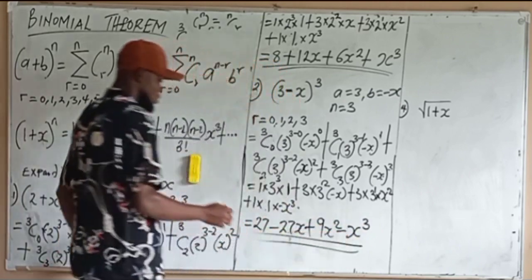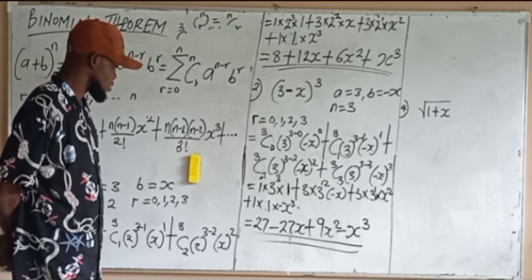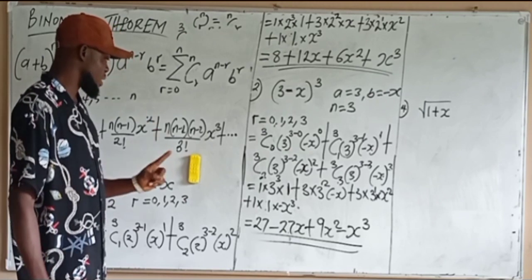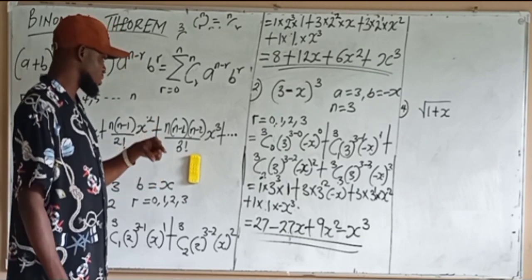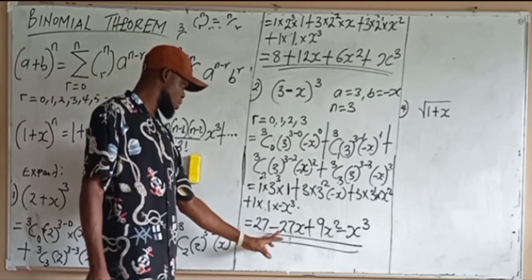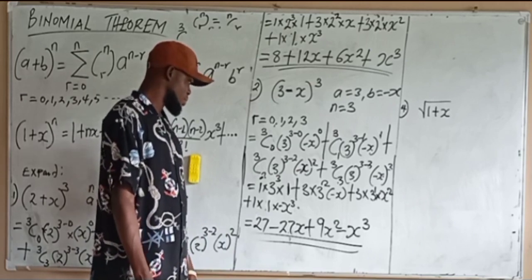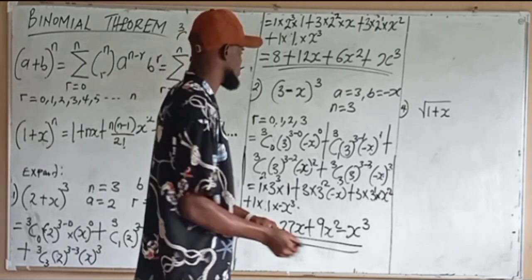So I'll give the expansion. 27 minus, let's check. 9 times 3, that's 27. 27 is correct. So I'm going to have 27 minus 27x plus 9x squared, and minus x cubed.